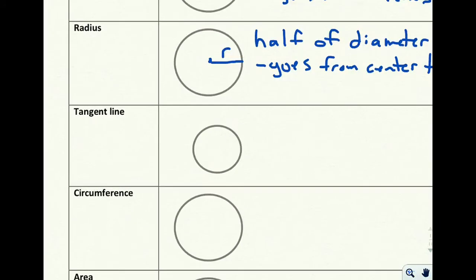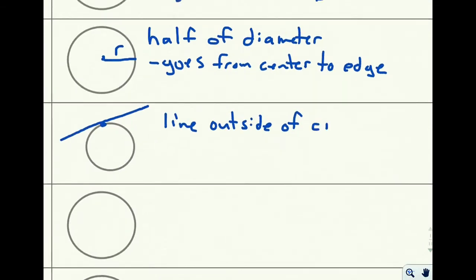A tangent line. A tangent line is a line that goes on the outside and touches at exactly one point. So line outside circle. Touches at exactly one point. We say exactly because it doesn't touch at 2 points, it doesn't touch at 0, it always touches at exactly 1 point.